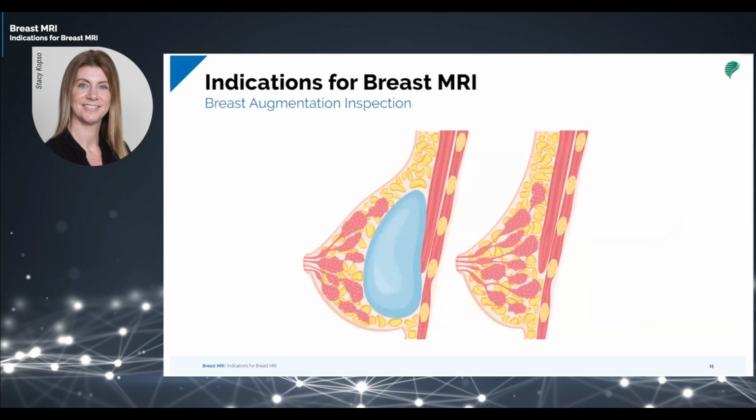MRI is an essential indication for patients with breast augmentation. Routine inspection of breast augmentation is necessary in maintaining different kinds of implants and injections, such as silicone and saline implants. Mammograms are a bit difficult in these cases for fear of damaging the implants or causing discomfort for patients, which is why MRI is the best and safest screening tool in these cases.